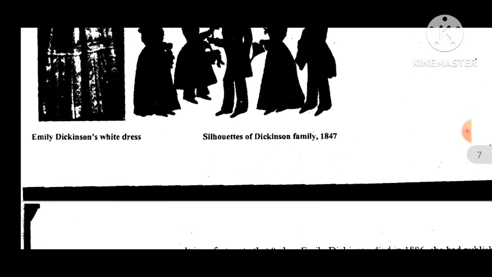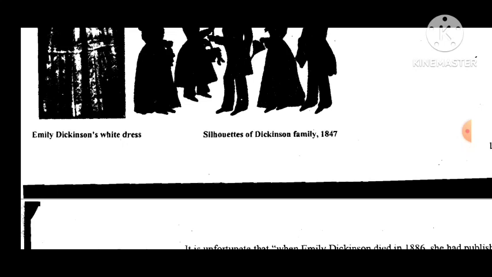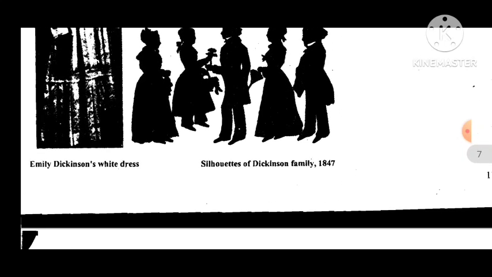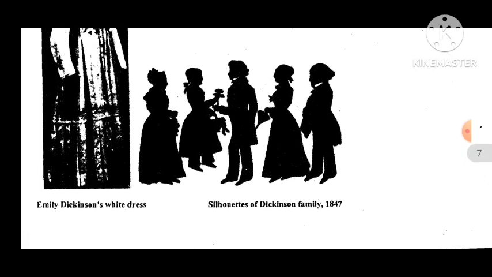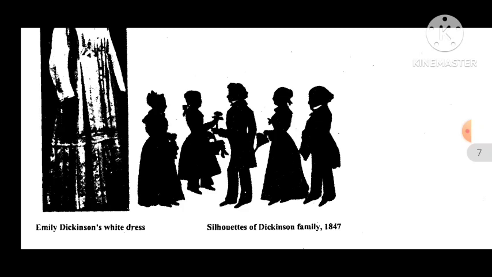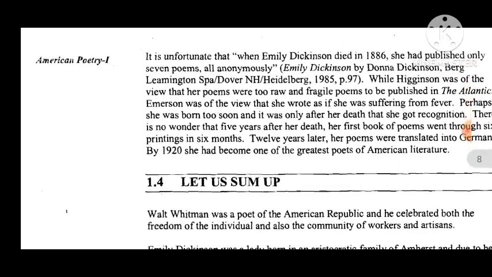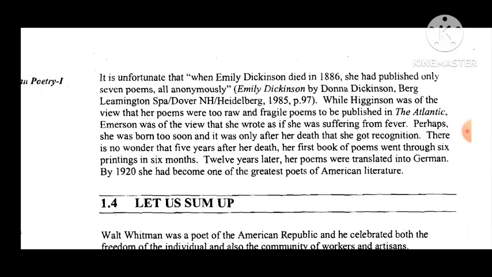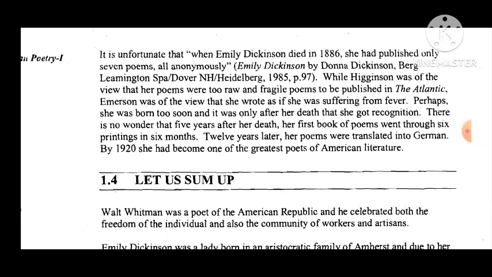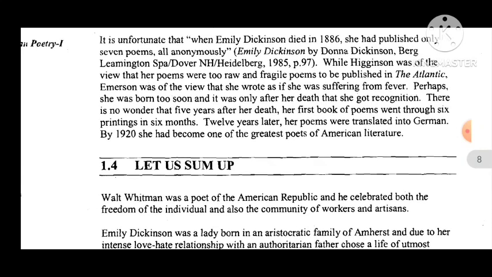Page number 1104. So here it is, Silhouettes of the Dickinson family, 1847. Emily Dickinson's white dress. So it is unfortunate that when Emily Dickinson died in 1886, she had published only 7 poems, all anonymously. Emily Dickinson by Donna Dickinson's Birds, Leamington Spa or Dover NH or Heidelberg, 1985, page number 97.